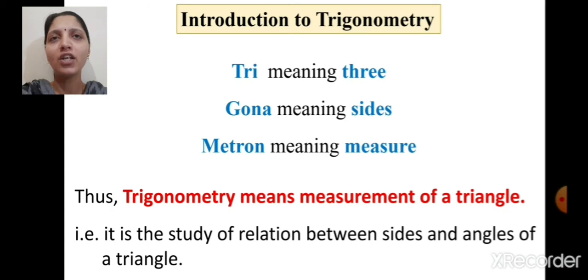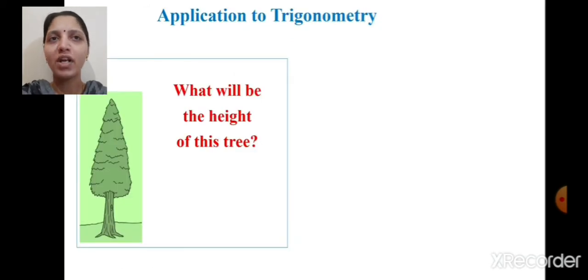Now where we can use this trigonometry? What are the applications of trigonometry? If you want to find the height of any tall tree, can you measure it with the measuring tape? No. So for that we have to use the trigonometric ratios, and with the help of that we can easily find the height of any tall tree or even any tall building, any tall pole, whatever is there, you can find the height of that thing.